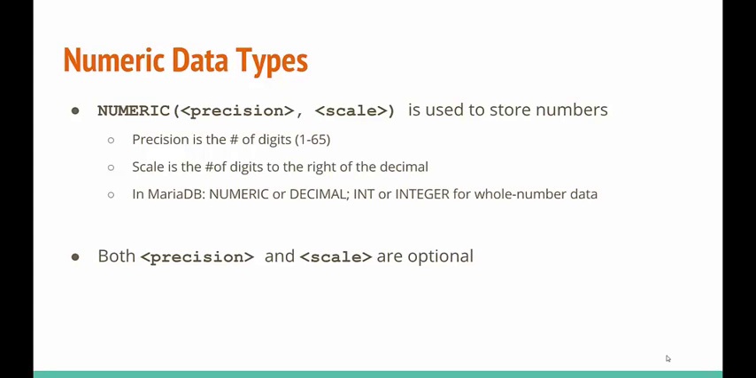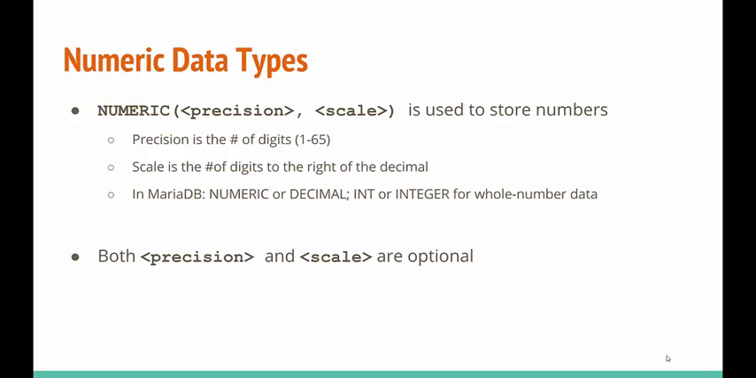When it comes to numeric data types, there are many different types you can use. The most basic type you can use is numeric. A numeric is simply used to store numbers. You have a couple of optional properties you can specify in parentheses following the word numeric. Precision is the number of digits you wish to store. Generally speaking, this is in the range 1 to 65.